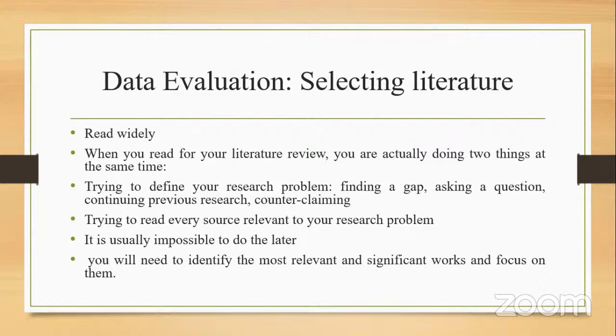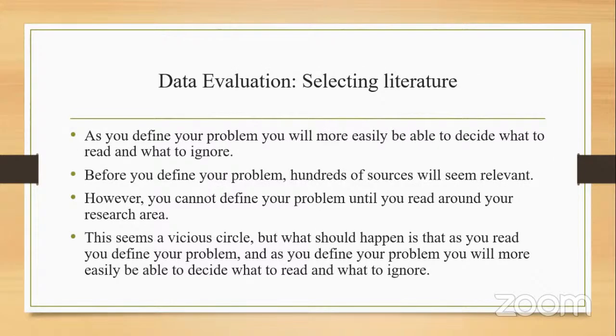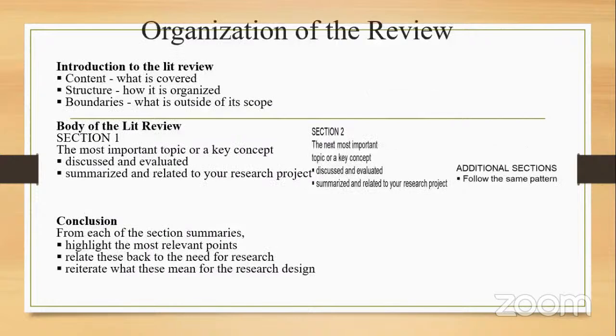So you will need to identify the most relevant and significant works and focus on them. As you define your problem, you will more easily be able to decide what to read and what to ignore. Before you define your problem, hundreds of sources will seem relevant, but you have to select. You have to choose which one is the best. However, you cannot define your problem until you read around your research area. This seems a vicious circle, but what should happen is that as you read, you define your problem, and as you define your problem, you will more easily be able to decide what to read and what to ignore.